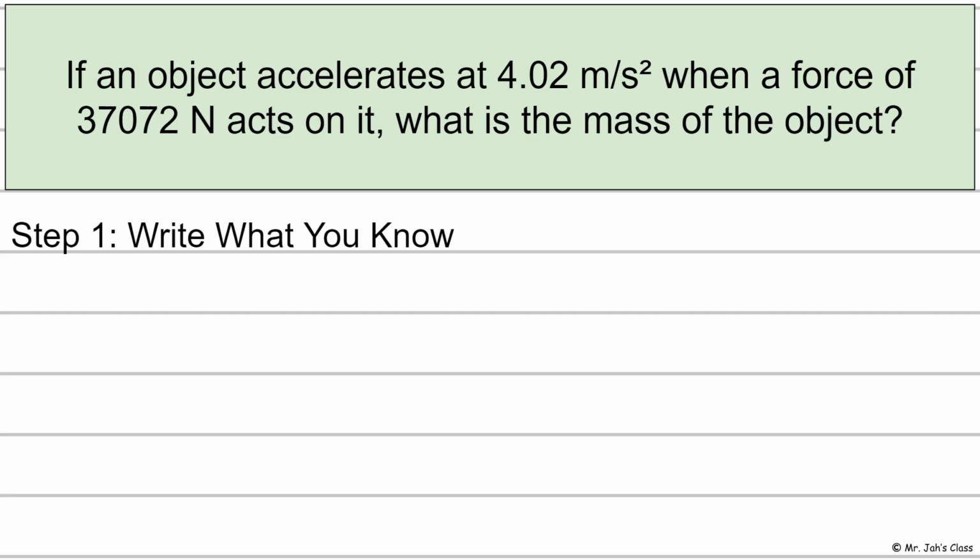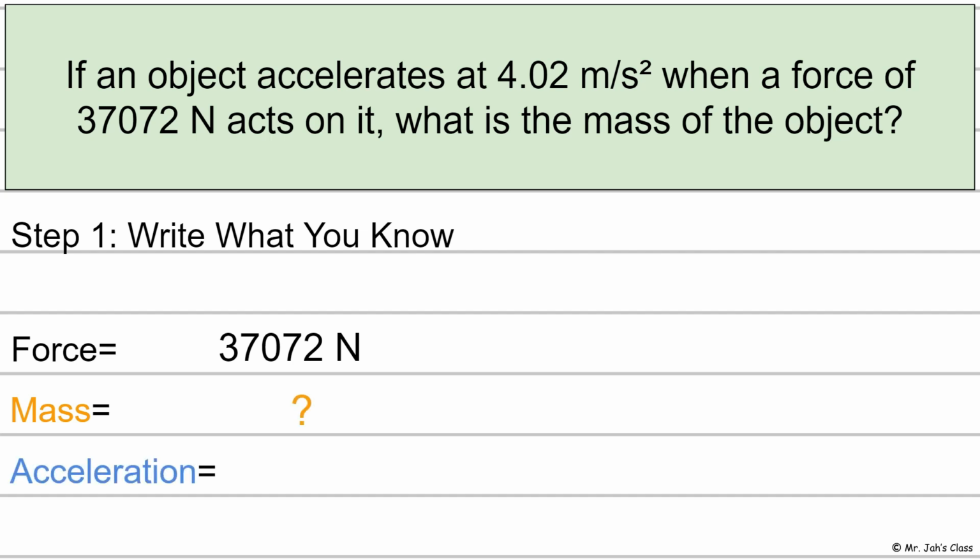So step one, write what you know. Force is equal to 37,072 newtons. What about the mass? We don't have the mass. We are trying to solve for it. And then go ahead and write down what you think the acceleration is. Awesome job. So the acceleration is 4.02 meters per second squared.